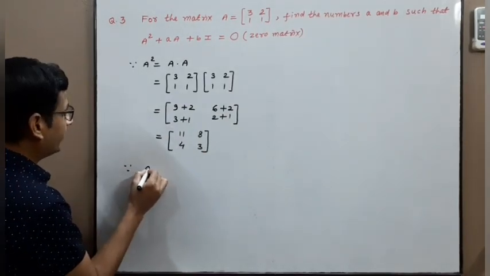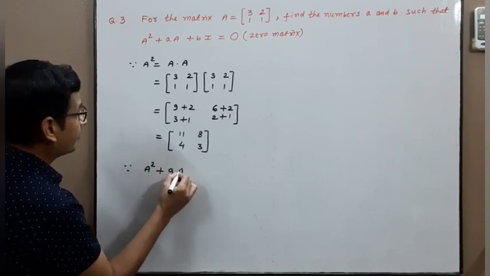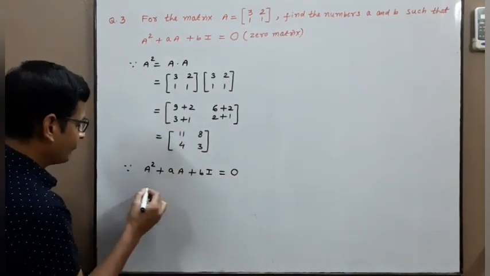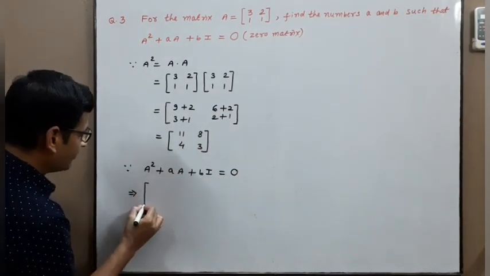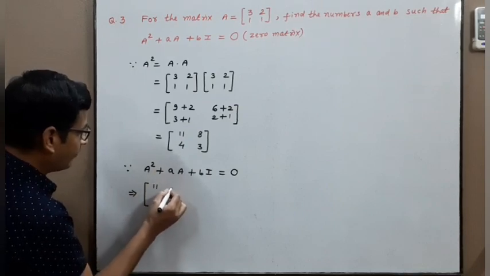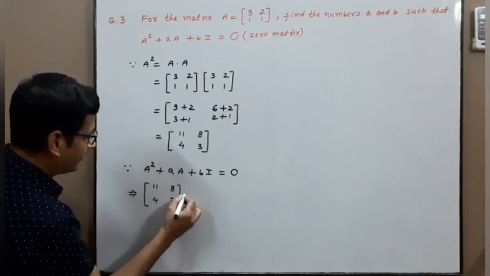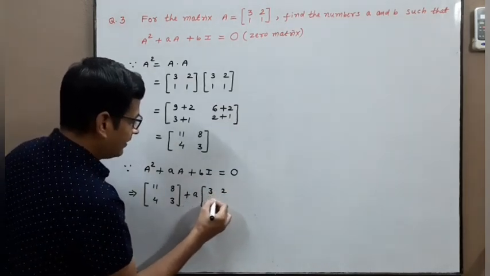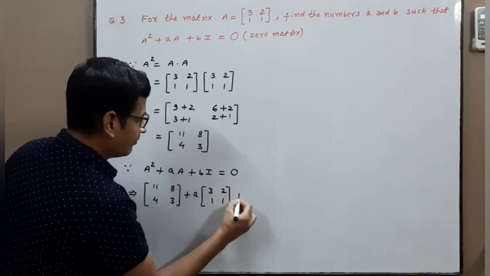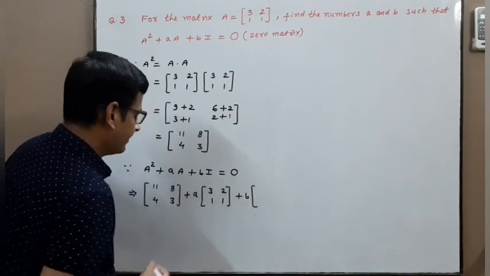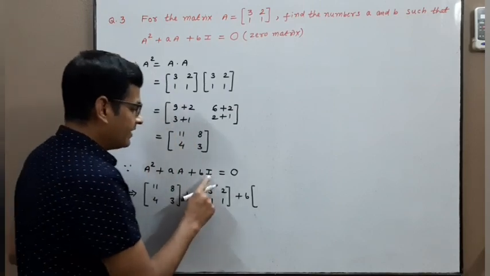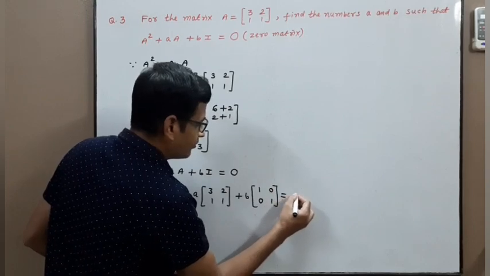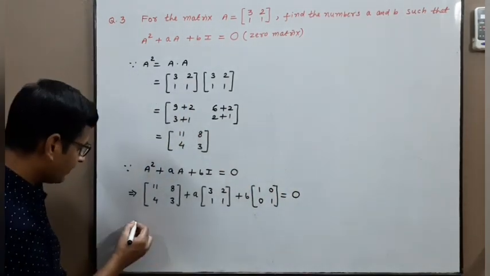Since A square plus small a into capital A plus small b into capital I, meaning identity matrix, equal to 0 matrix. Now subtract all the values. A square [11 8; 4 3] plus small a into matrix A [3 2; 1 1] plus small b into identity matrix, because the matrix size is 2 by 2, so take the identity matrix also 2 by 2. This is a simple rule. Equal to 0 matrix. Now write one more step.